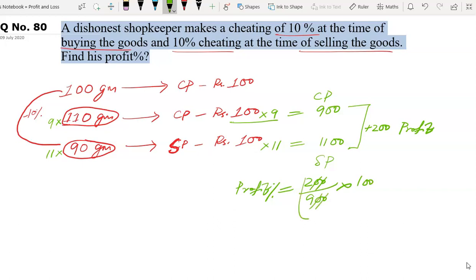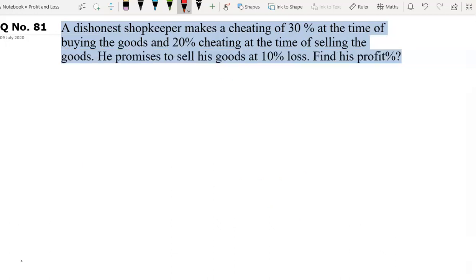So we get 2 by 9 as fraction. 1 by 9 is 11, 1 by 9%. So 2 by 9 will be 22, 2 by 9%. So this is our answer.